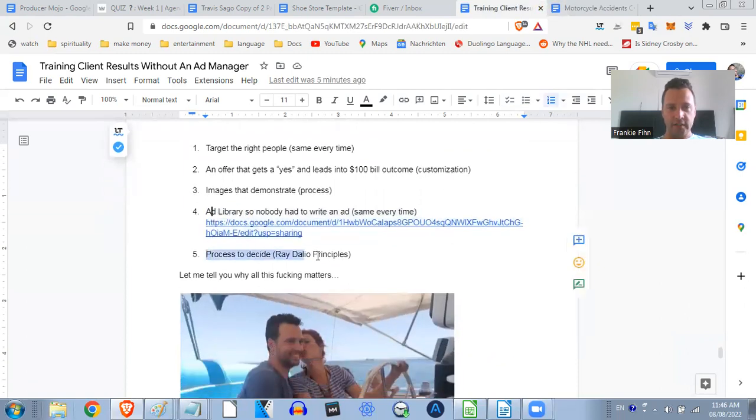And then our process to decide. This is the Ray Dalio principles. Can you see how managing 5 things is easier than managing the 500 variables that people are trying to manage with a media buyer? So this involves a tighter niche, doing this for fewer people, but giving the same deliverable over and over.